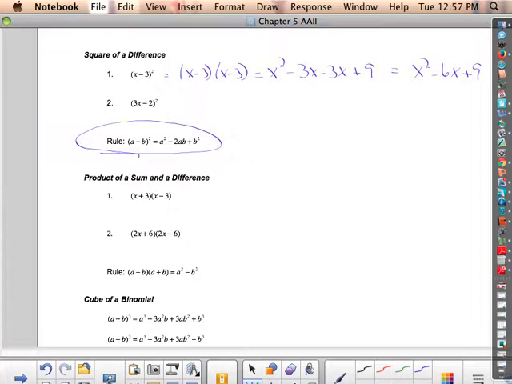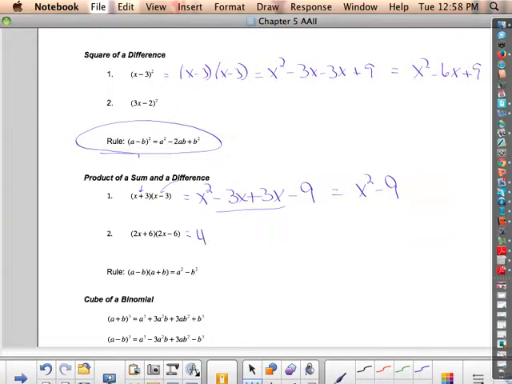The product of a sum and a difference, which means that my binomials are the same with the exception that one's the sum and one's the difference. Now, when I FOIL these, I get first x squared. I'm going to get then minus 3x plus 3x minus 9. So what happens to those middle terms is they cancel, and then my answer is x squared minus 9. That's another important one to remember when it comes to factoring.